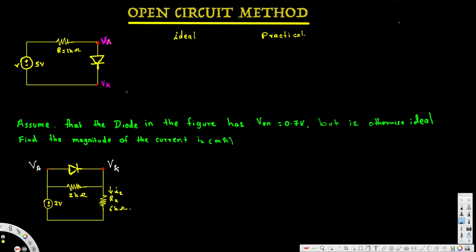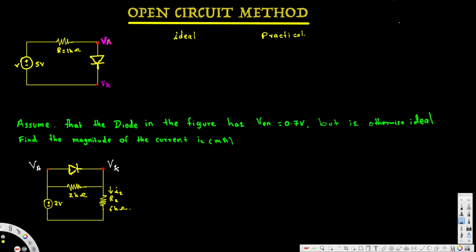In this video we are going to see how to apply the open circuit method for a diode circuit. Here we have a diode circuit, and the open circuit method is basically we remove this diode from the circuit, we replace it with an open, and we calculate the VA voltage and VK voltage. Let's look at what VA and VK are. For a diode, this side is the anode side, so this is VA, and this line side is the cathode side, so this is VK.